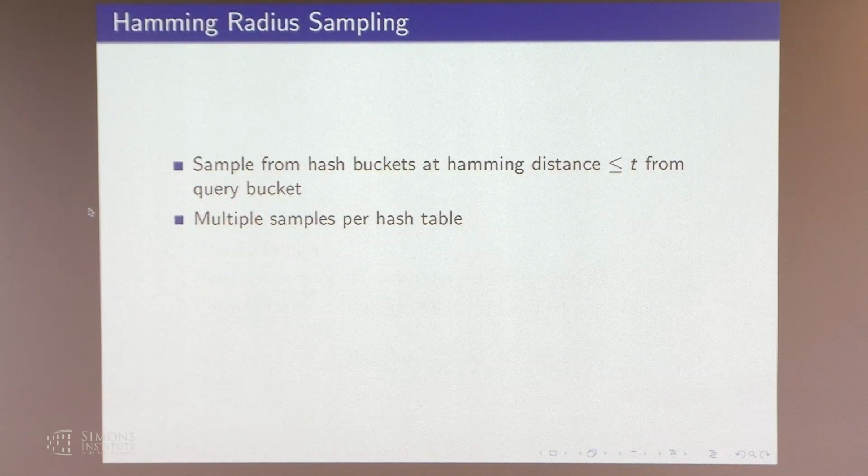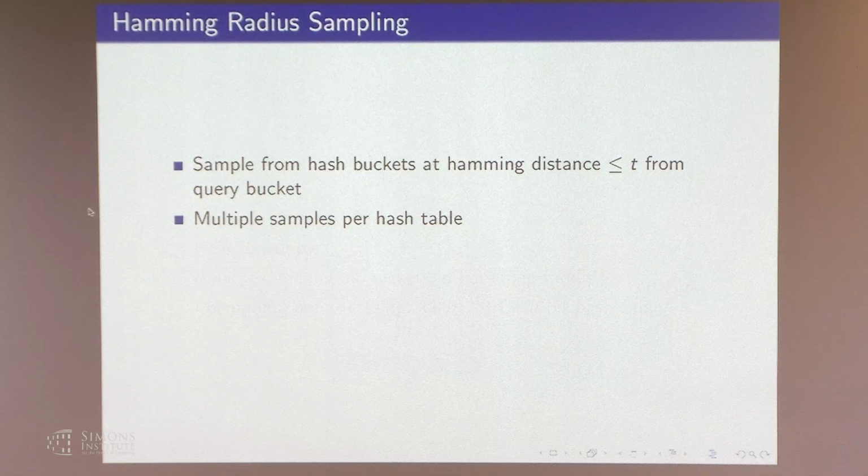So we modified this scheme, and this is the key innovation in this paper. We said, instead of sampling from the hash bucket that the query falls into, we sample from all the hash buckets that are within a certain Hamming radius of this query.